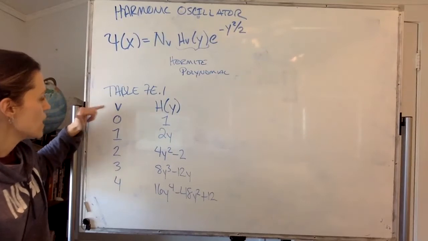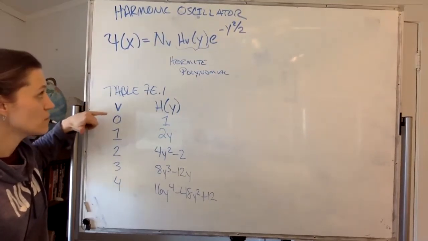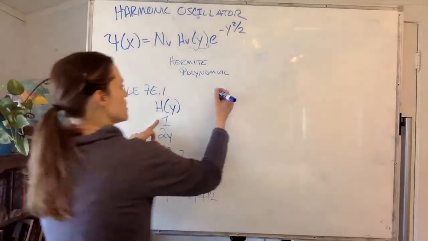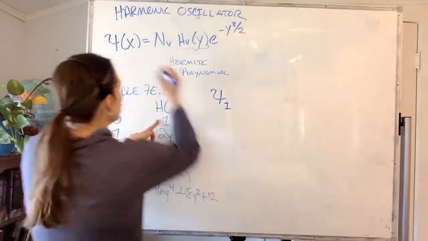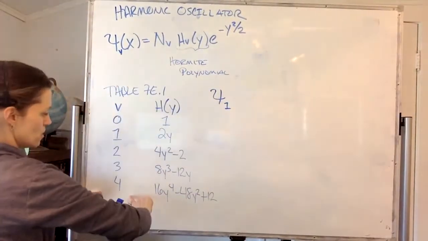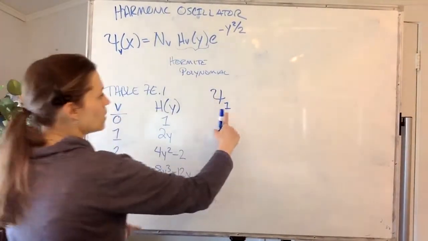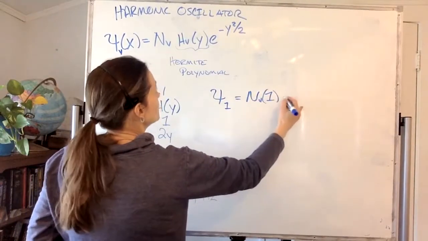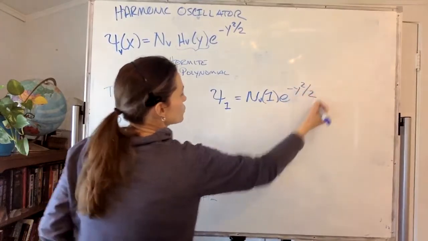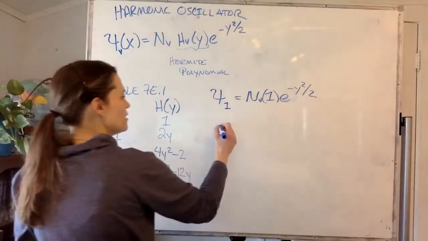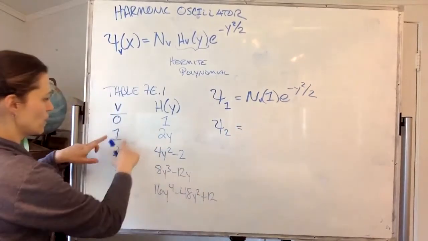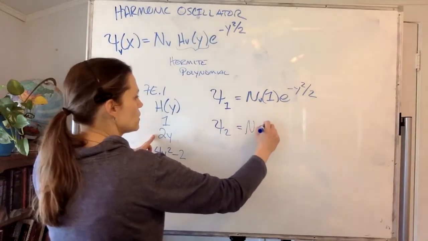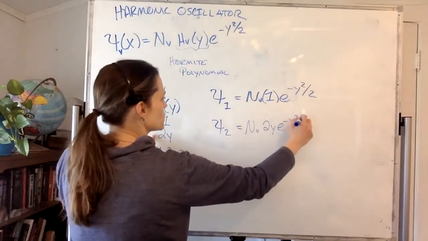Okay, so for the zero energy state, if v equals 0, H of y equals 1. I'm going to write this psi, and this little v here designates which energy state I'm in. So psi 0 is going to equal N_v times 1 times e to the minus y squared over 2. Well, that's not bad. For psi 1, the Hermite polynomial is just 2y, so I've got N_v times 2y e to the minus y squared over 2.